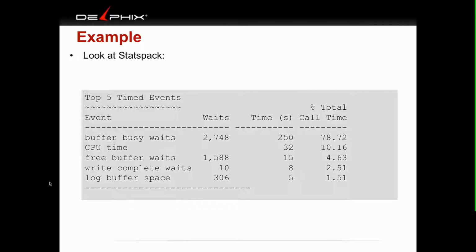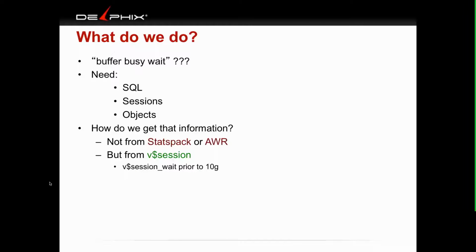So we see in Statspack that I don't have enough information to go on. So I want another way to get the information. In the case there's a buffer busy wait, how do I get information for the buffer busy wait? What I need to know is what SQL has the buffer busy wait, what sessions are involved, what objects. I need to get that information, but it's not in AWR or Statspack, but it is in a view called V$SESSION.